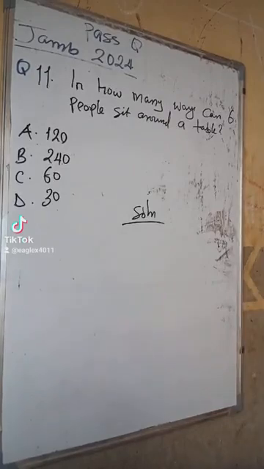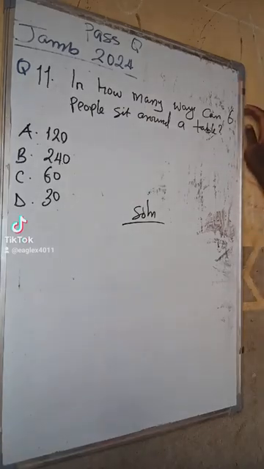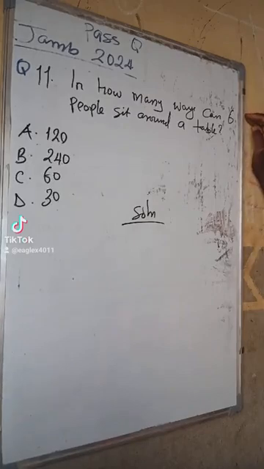Question 11 states: in how many ways can 6 people sit around a table? We have options here: A 120, B 240, C 60, and D 30. As you can see, this question is asking for the arrangement, how many ways 6 people can sit around a table. So we know that we have jumped up to permutation and combination.